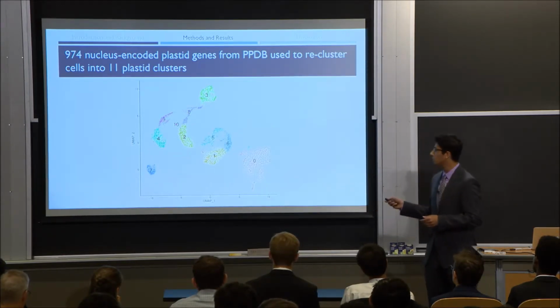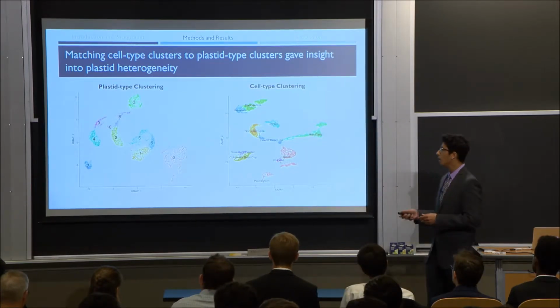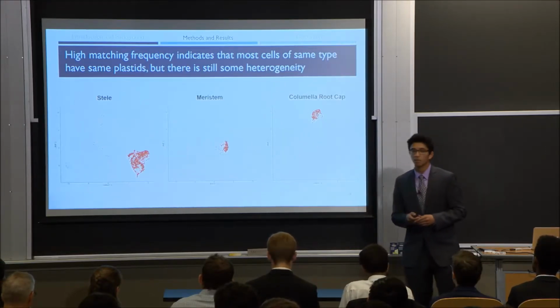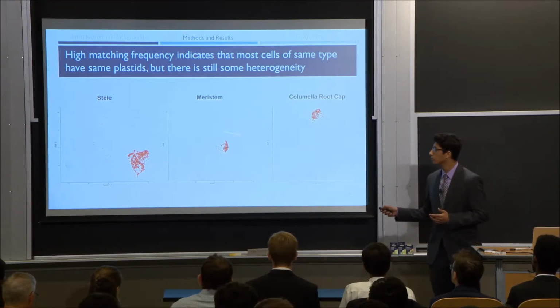And now using these two clusterings, we wanted to see if we could answer one of the main questions of the study of plastid heterogeneity by trying to match up plastid type clustering to cell type clustering. So we got plots like these, where basically we highlighted individual cell types on each of these plots. I'm showing 3 plots here.